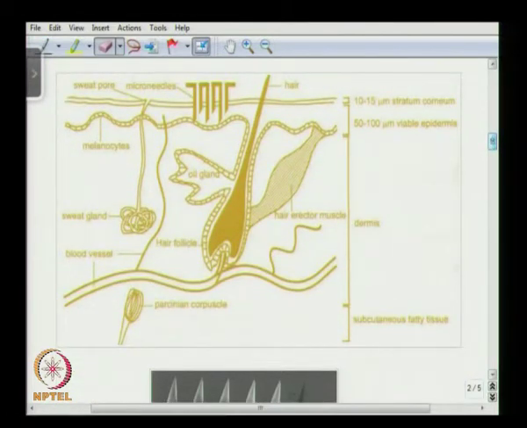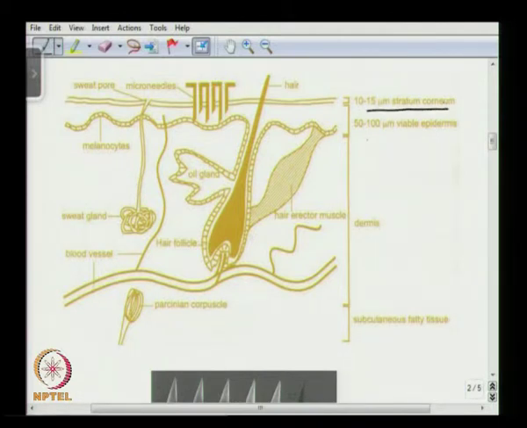So, if you look at a section of our skin, this is how it looks. We would have 10 to 15 micron of the top layer of the skin, which is known as stratum corneum, and the next 50 to 100 micron is called the viable epidermis, and then we have a thicker layer which is called dermis. Okay. And then under the dermis we have the subcutaneous fatty tissue. So, the blood vessels are found in the dermis layer.